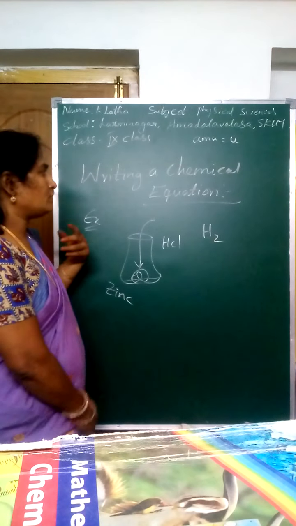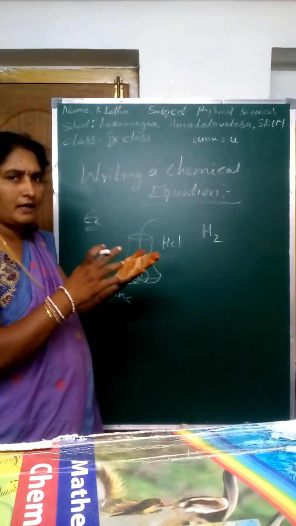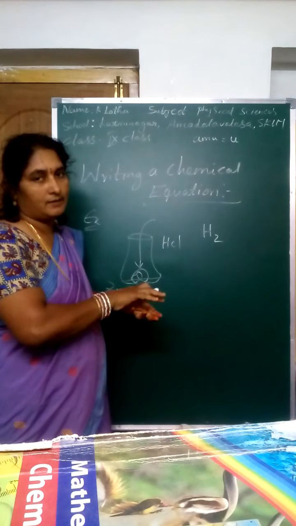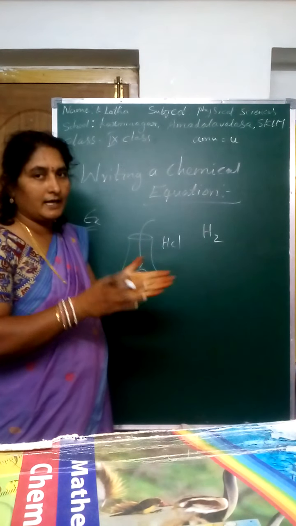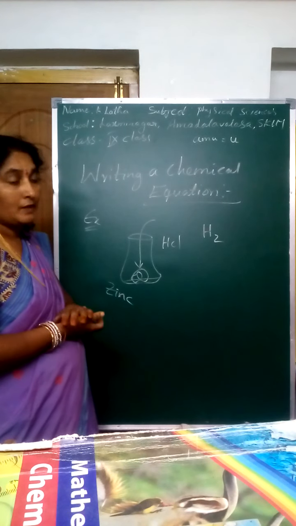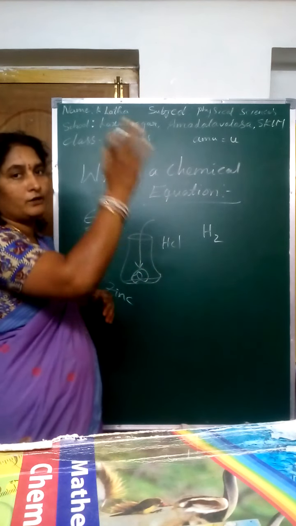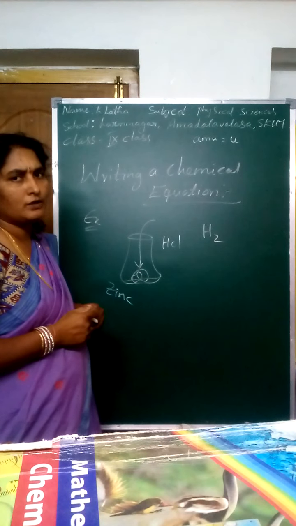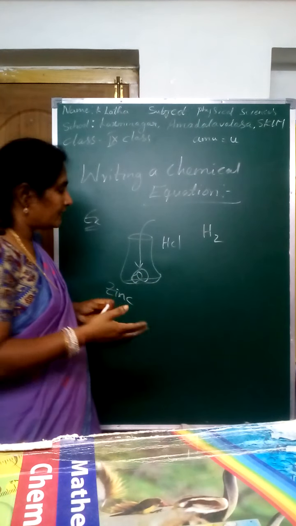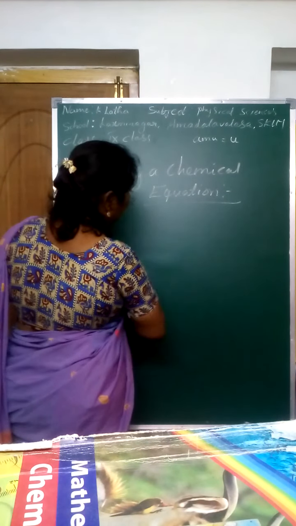Suppose you are writing the chemical equation, then there is no need to write like this: I am taking some zinc crystals in a conical flask, I am adding some HCl to it, and hydrogen gas is released. You would have to write the total reaction. But a chemical equation is a shorter way to understand the total reaction.